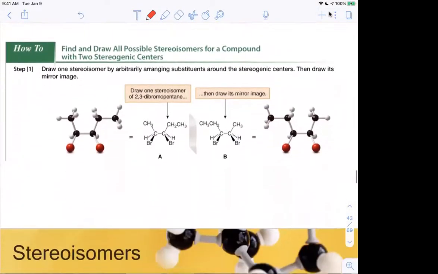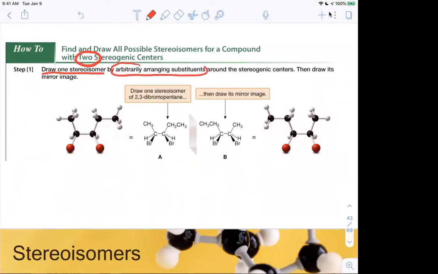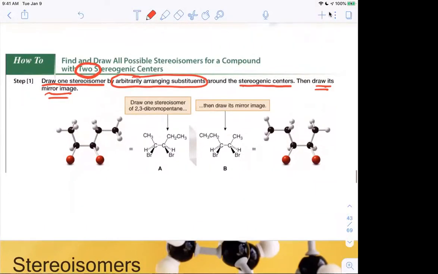Okay. So let's take an example problem and let's find and draw all possible stereoisomers for a compound that has 2 chiral centers. The first thing I want to do is draw one stereoisomer. And I'm going to arbitrarily arrange the substituents around that stereogenic center. Then, when I get that, I'm going to draw its mirror image.